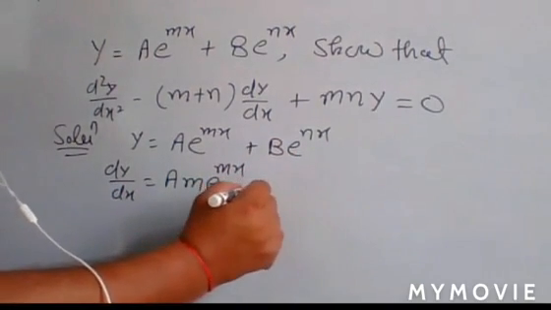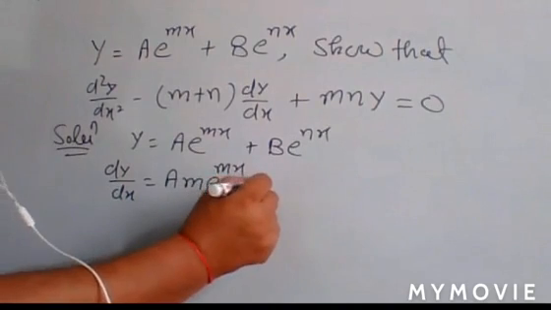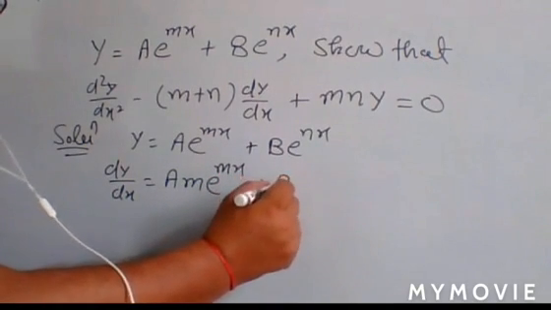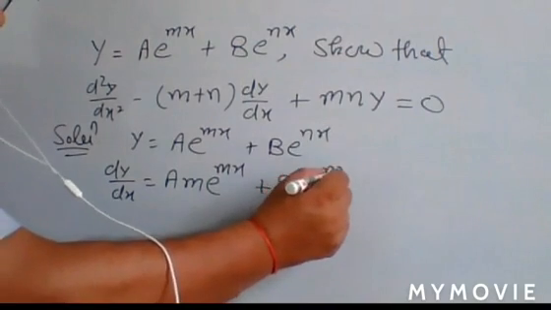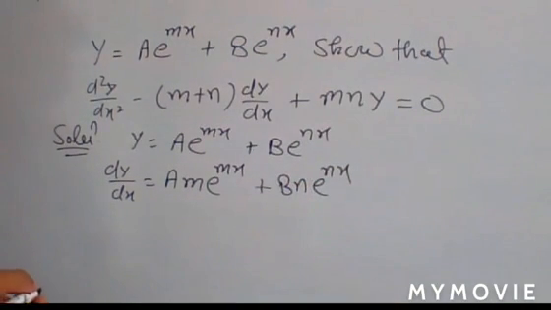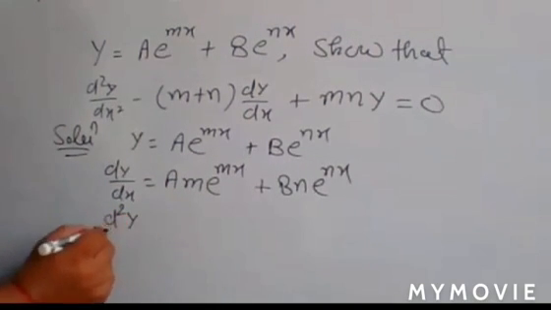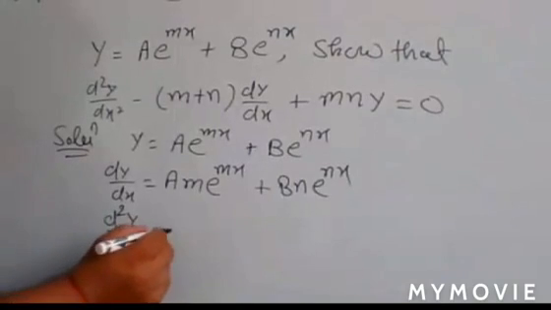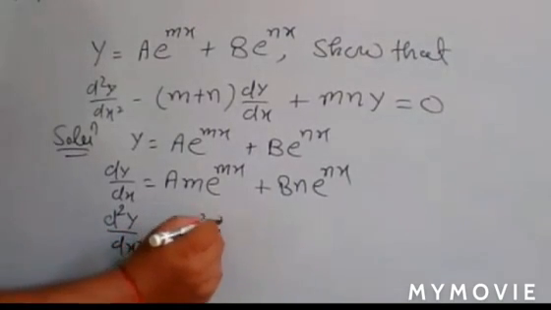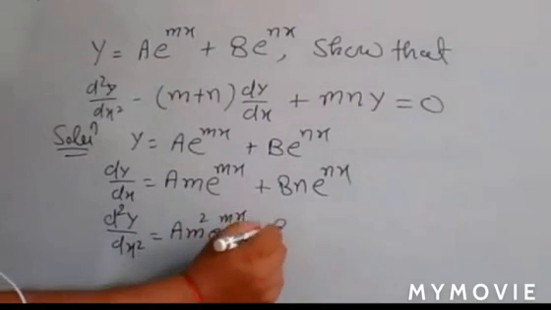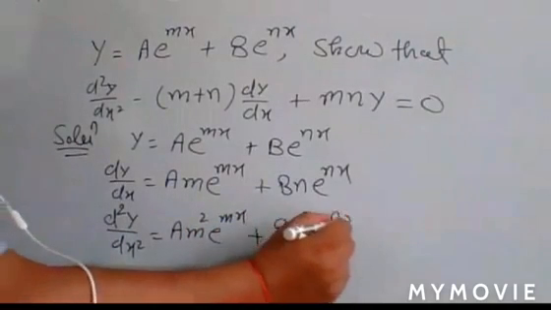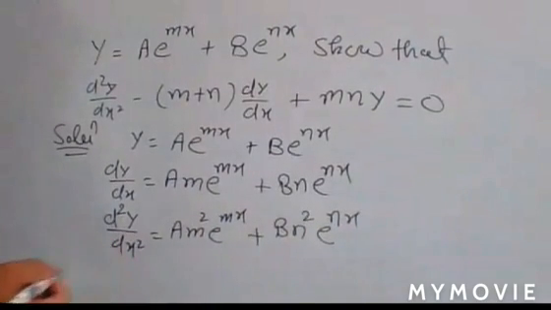In the same way, here you have plus bn e to the power nx. Now you differentiate again. So d2y by dx2 is equal to am square e to the power mx plus bn square e to the power nx. So that gives the value of its second derivative. Now putting all those values in the left side and simplifying, you have your result.